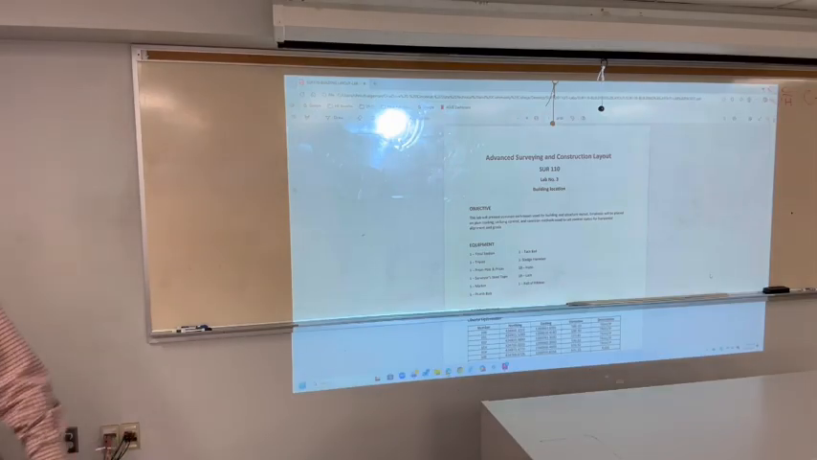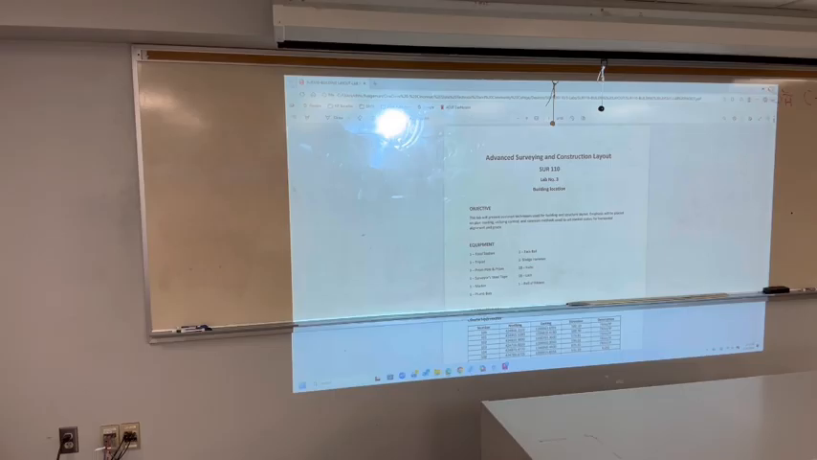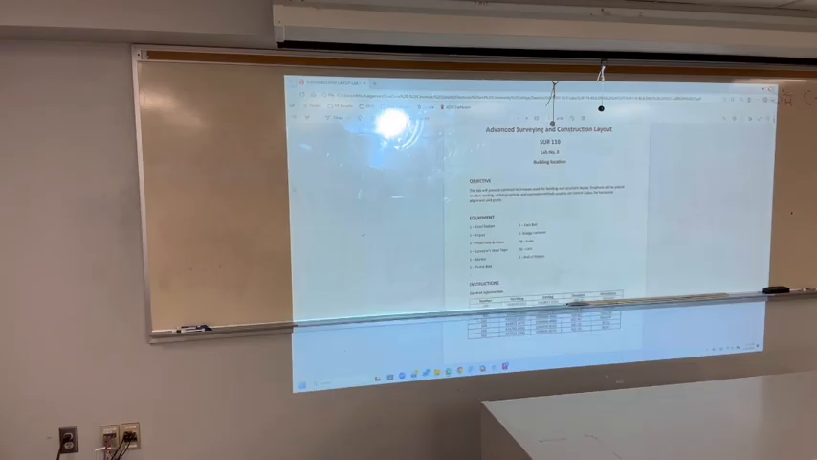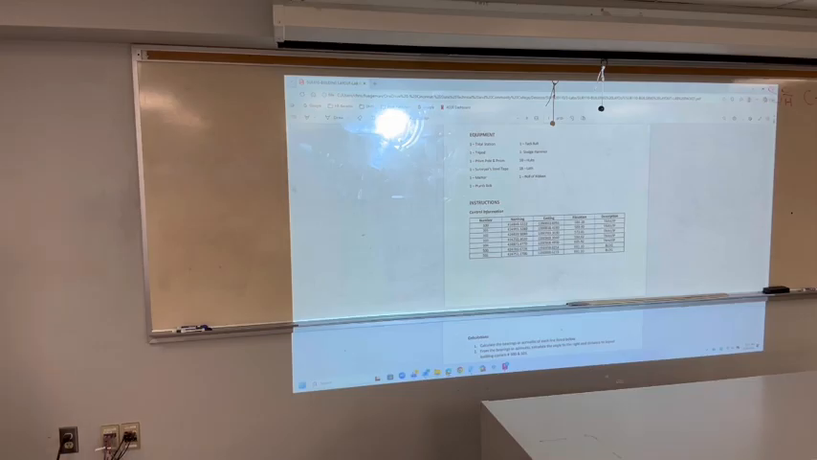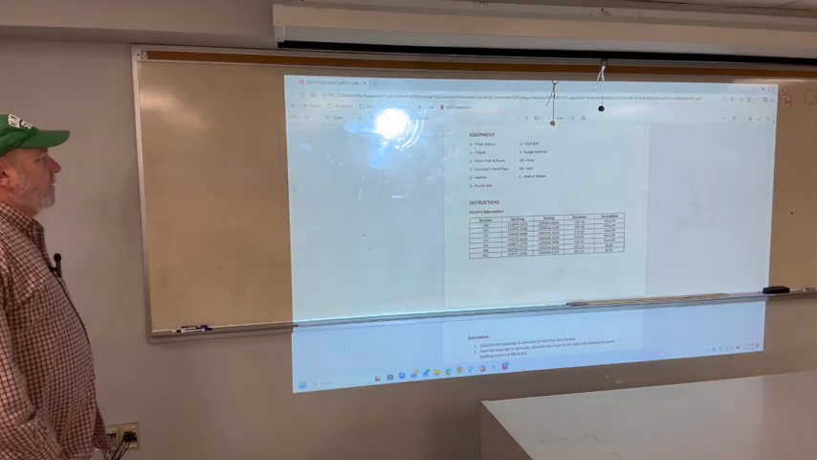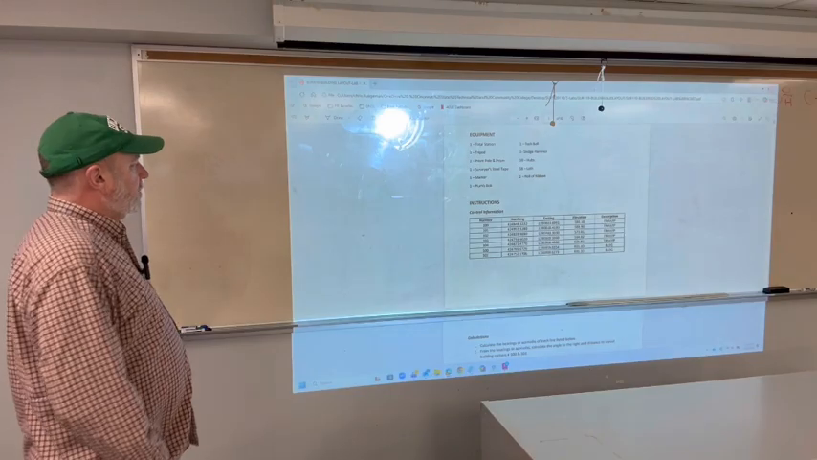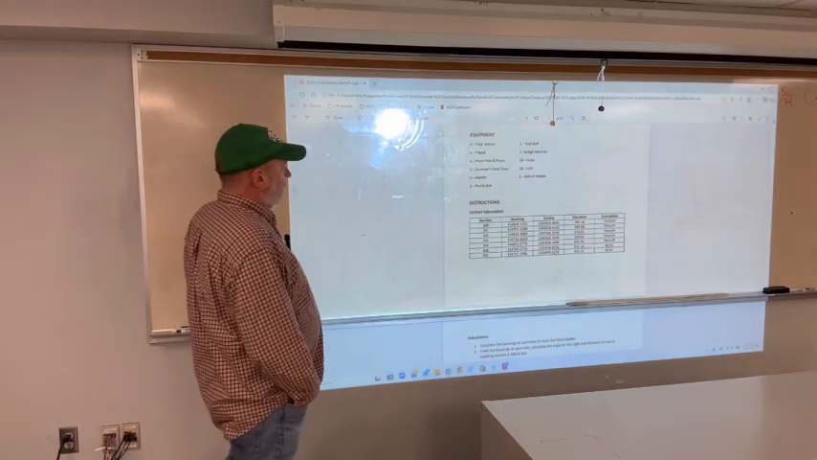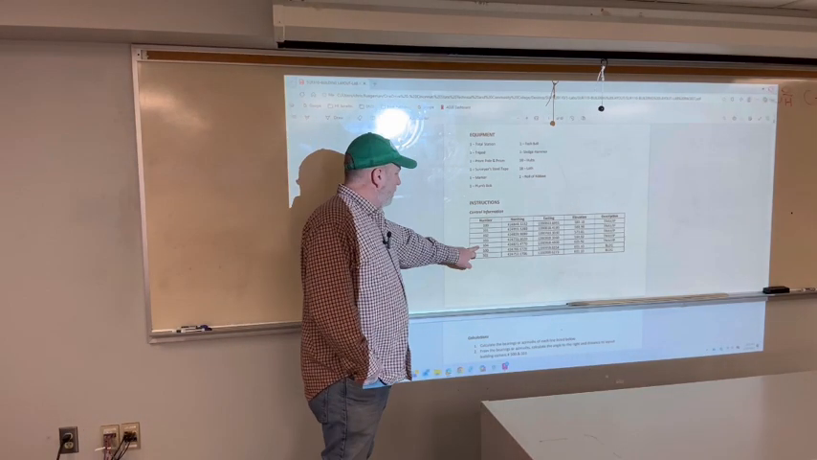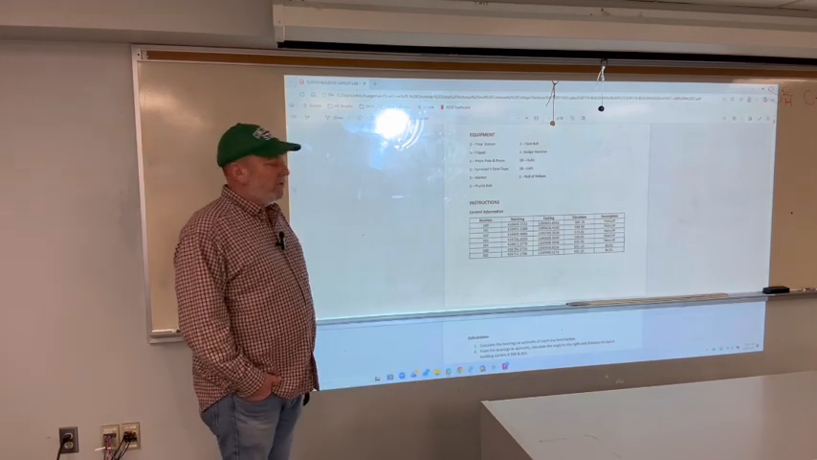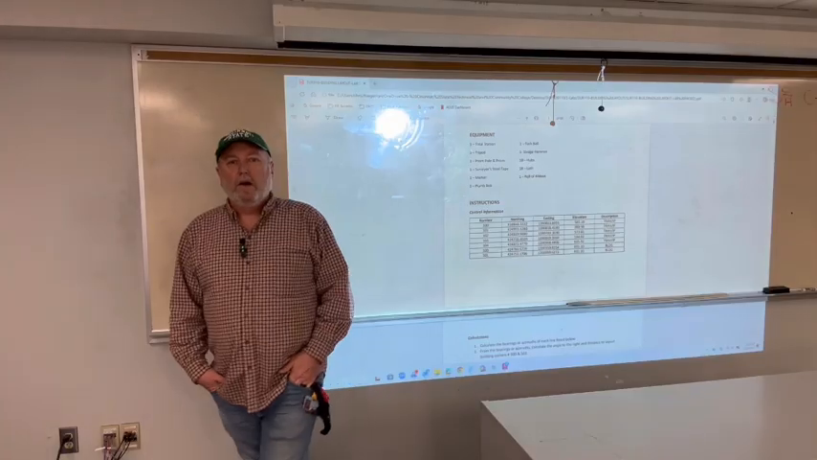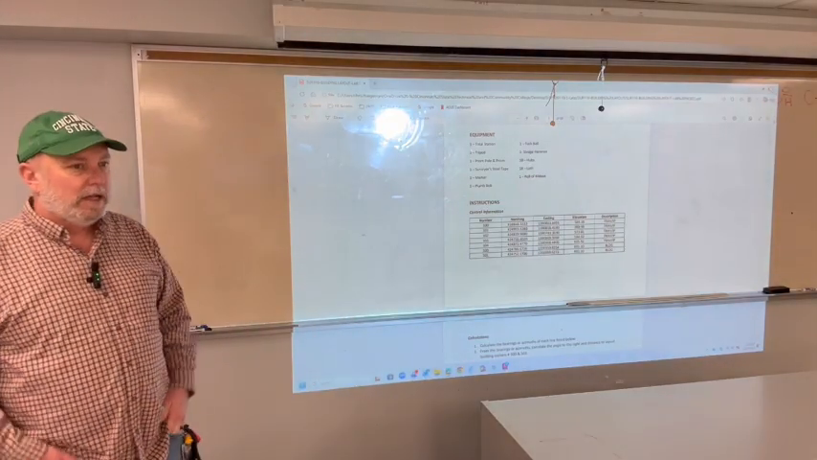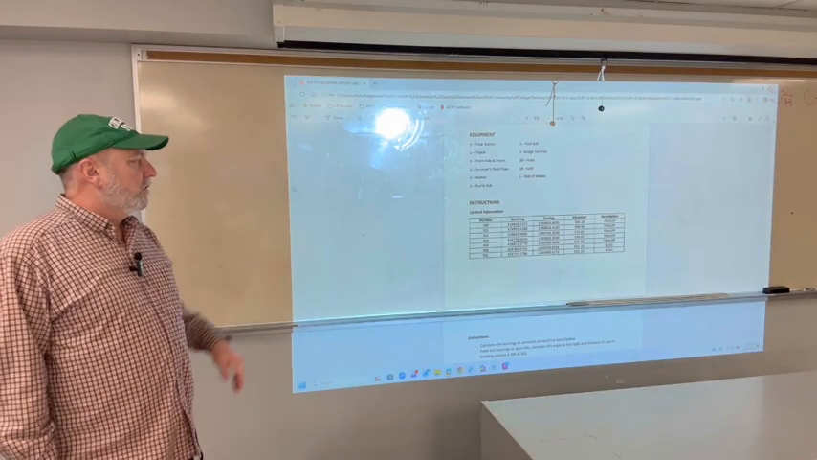What I have on the lab, which I still need to get on Brightspace, and I will add this lecture to later, is a list of general equipment, and then a list of coordinates. The 100 point numbers are traverse, and 500 and 501 are building corners. Now, this is a smaller house. We'll see this when we get a little further along.